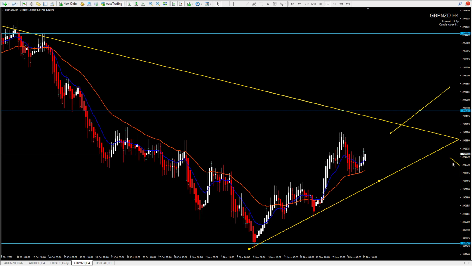Of course, intraday traders and scalpers can also play around with GBP New Zealand, but I think on the lower time frames we have too big a spread to trade this, so basically it's better to wait for breakouts of those two levels and then try to trade this.